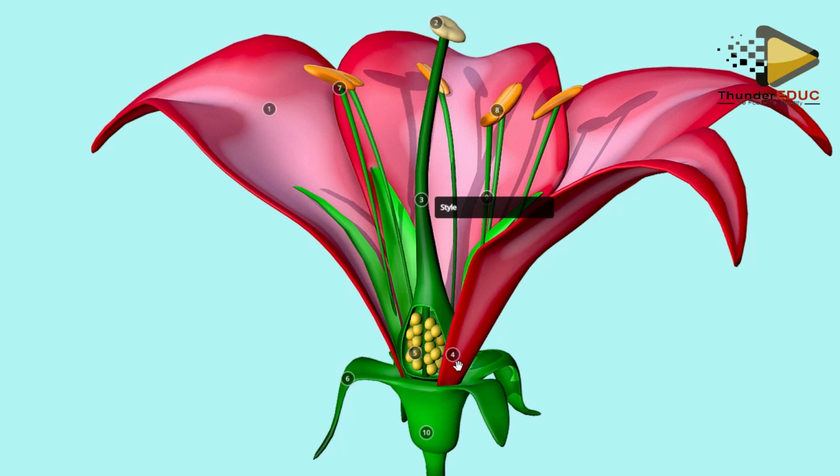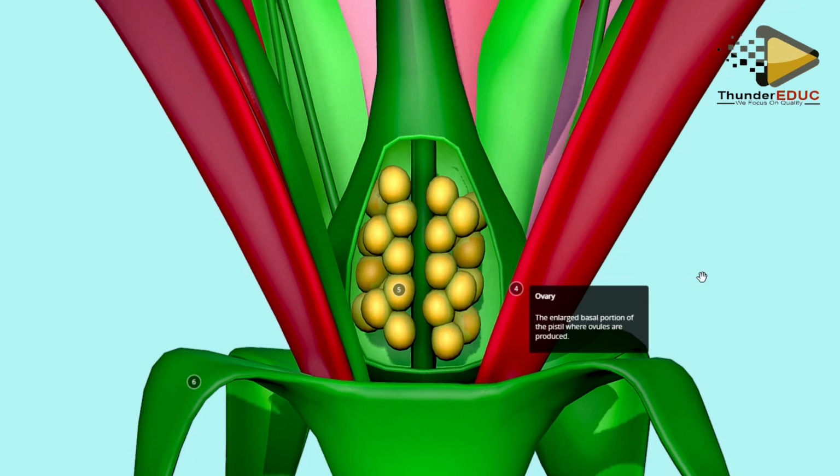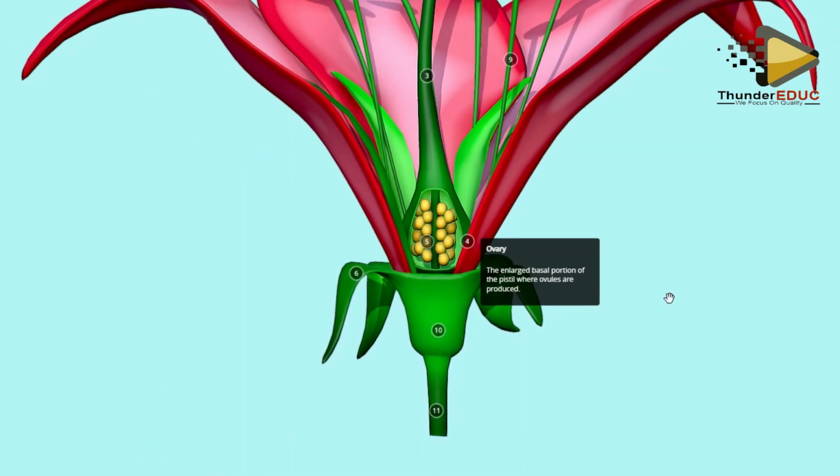Then it has what we call the ovary. This part is what we call the ovary. The ovary has the ovules. The ovules are the eggs which are fertilized so that the fruit can start to develop.